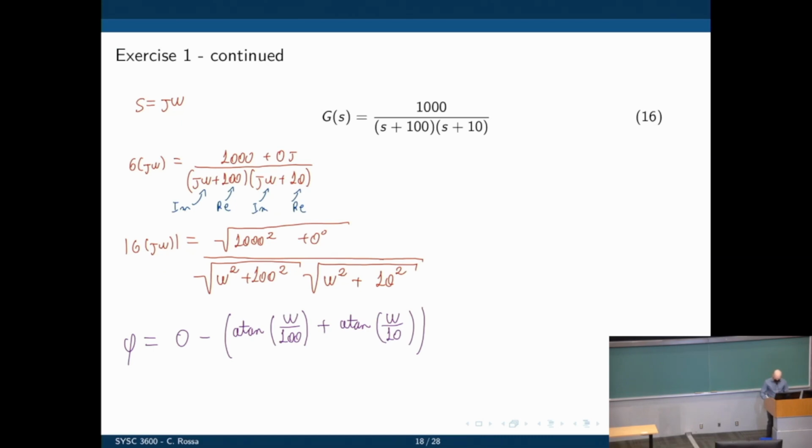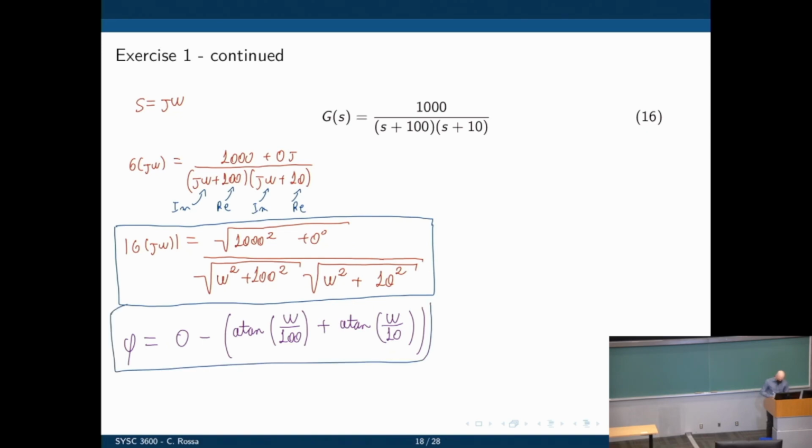We can see that these two are frequency dependent. Here we have the expression for the phase, the magnitude. Here we have the expression for the phase. They are both frequency dependent.